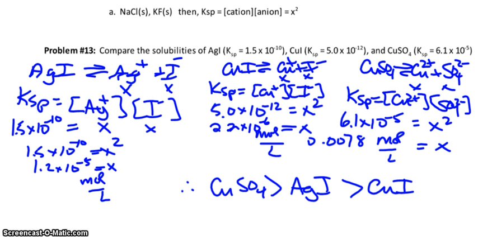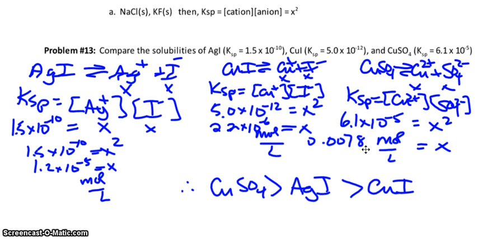All right, so this is what I came up with. I set up each problem pretty much the same, and I found the solubility of silver iodide to be 1.2 times 10 to the negative fifth. You typically don't forget your units of solubility. It's always going to be moles per liter. It's the KSP that you can drop your units. For the copper 1 iodide, you do the same thing, and X equals 2.2 times 10 to the negative 6 moles per liter. And for the copper sulfate, I got 0.0078 moles per liter.